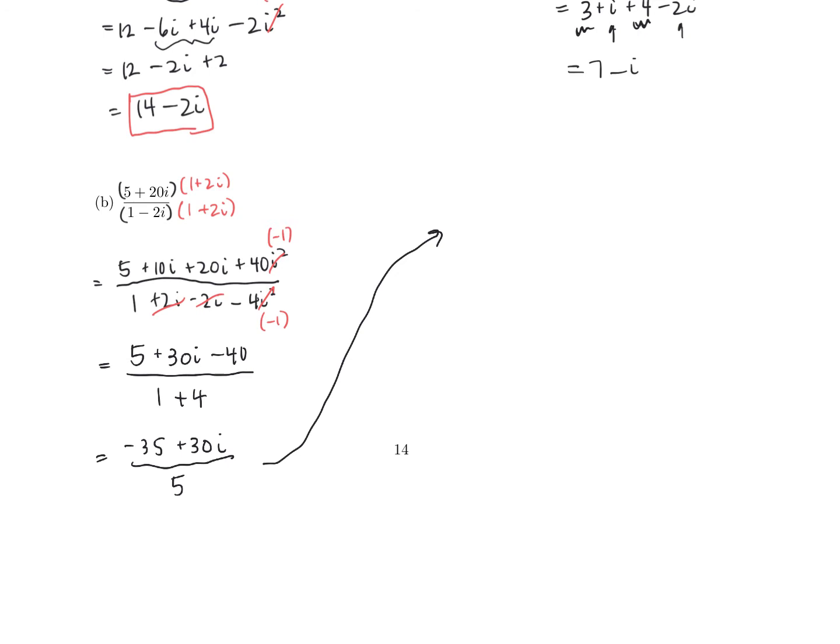And then we can split that up into the real and imaginary parts. So the real part is -35 over 5. And the imaginary part is 30 over 5. And then you can reduce each fraction. So we have -7 plus 6i. And that would be your solution right there.